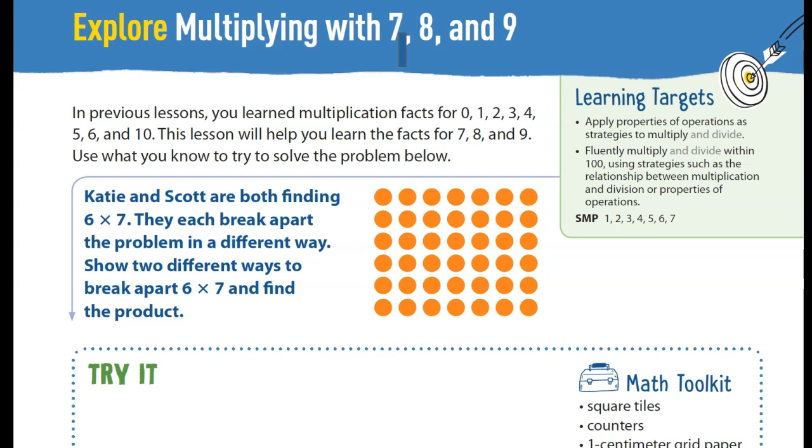Same thing. By the way, what is this called? That's an array. Not equal groups. That's different. It says Katie and Scott are both finding 6 times 7. They each break apart the problem in a different way. Show 2 different ways to break apart 6 and 7. Well, I could do this.